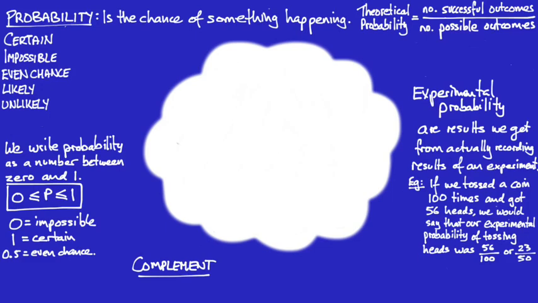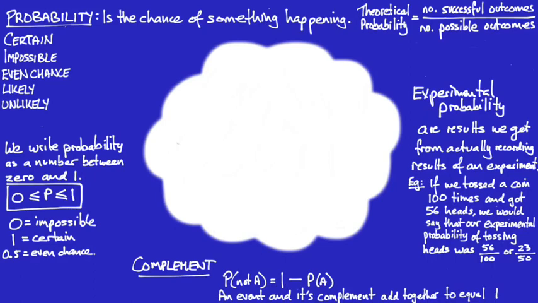Finally, let's look at what we call the complement. Now, the complement, I'm going to write this little formula which reads as follows. The probability that something is not A equals 1 minus the probability of it being A. Now, that's a little confusing, but let's look at some examples. But the most important thing to remember is that an event and its complement add together to equal 1. So their probabilities must come together to equal 1, which covers all options.